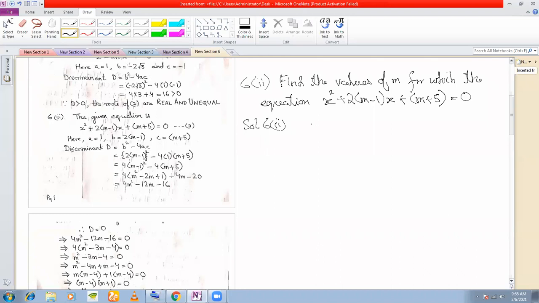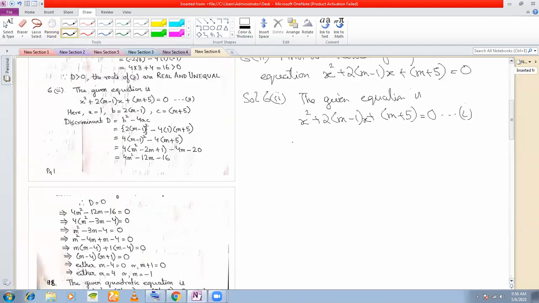Okay, you need to find exactly a similar problem, except that you have different coefficients here. Therefore the simplification will be a little different. So we do it the regular way. The given equation is x square plus twice m minus 1 x plus m plus 5 equal to 0. Call this 1.